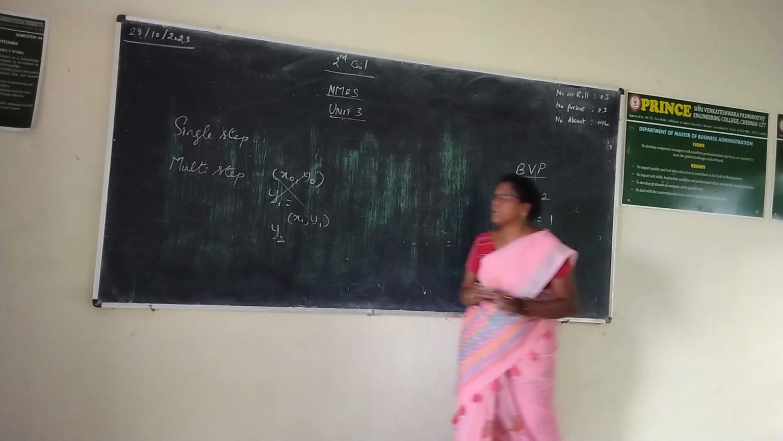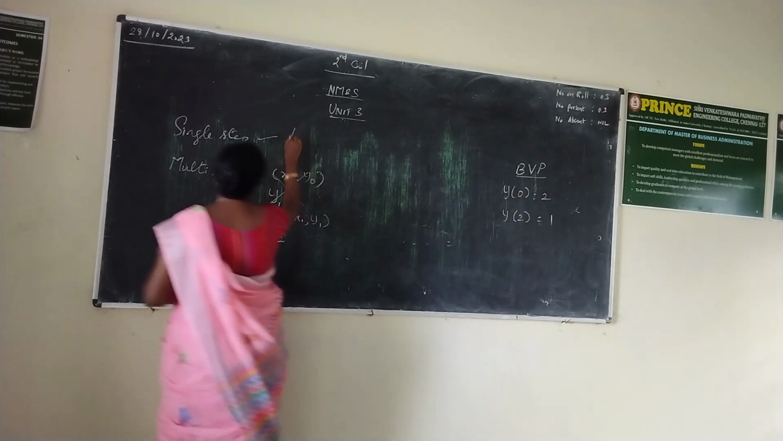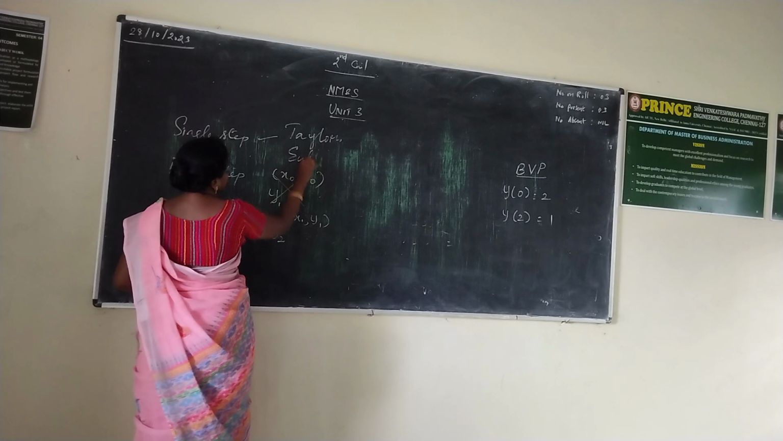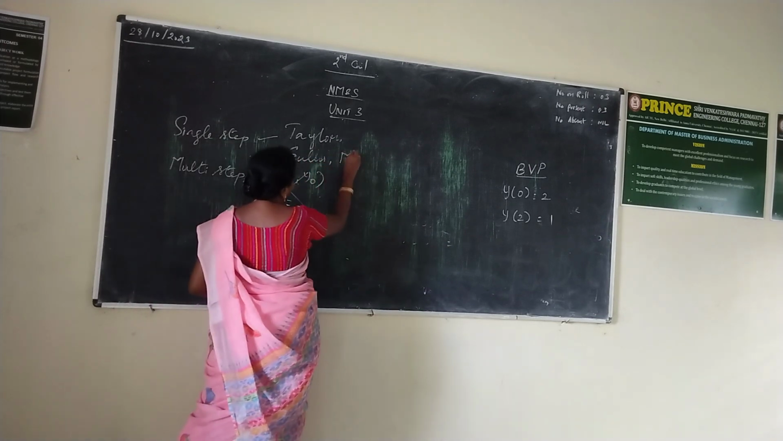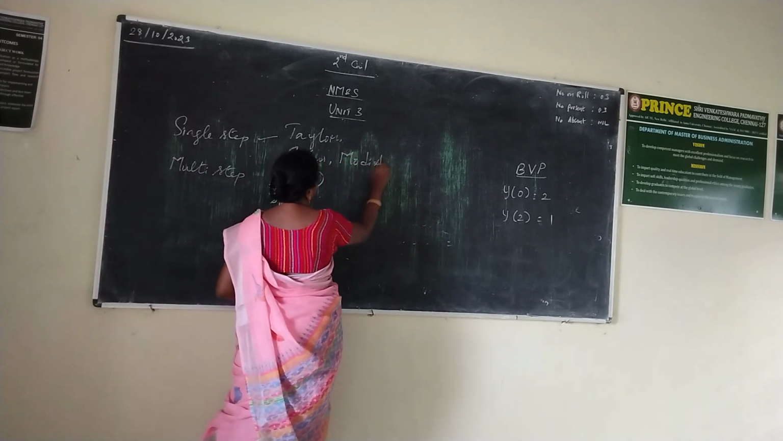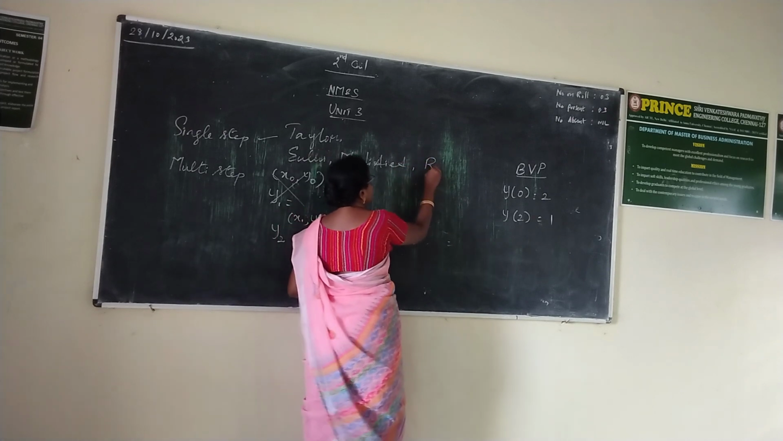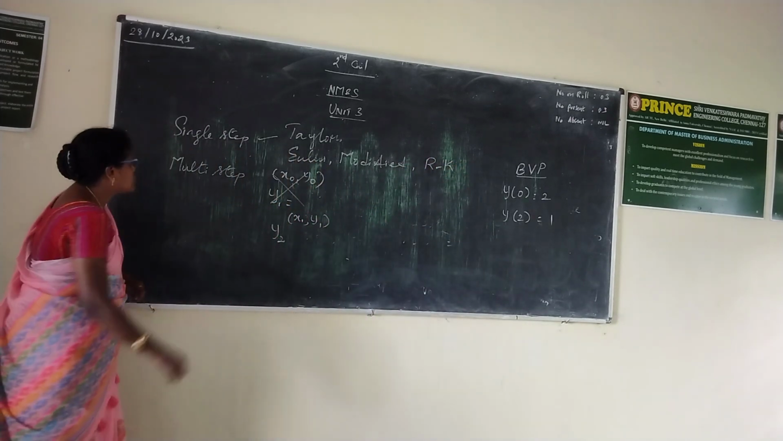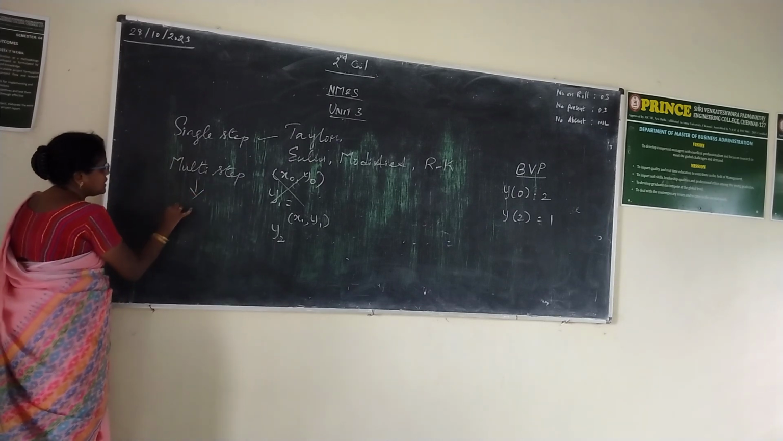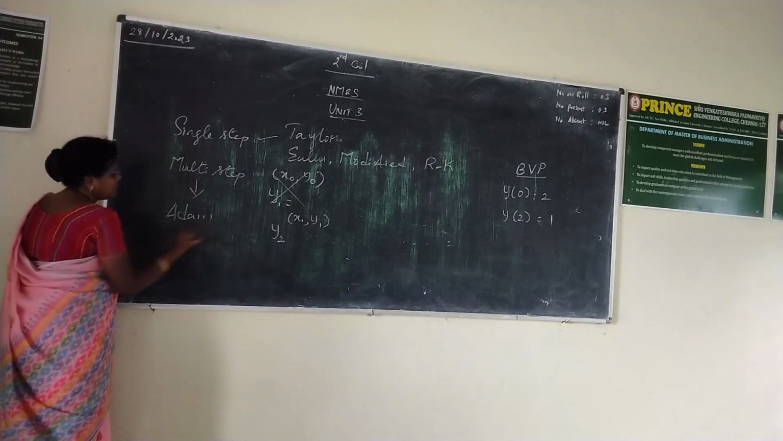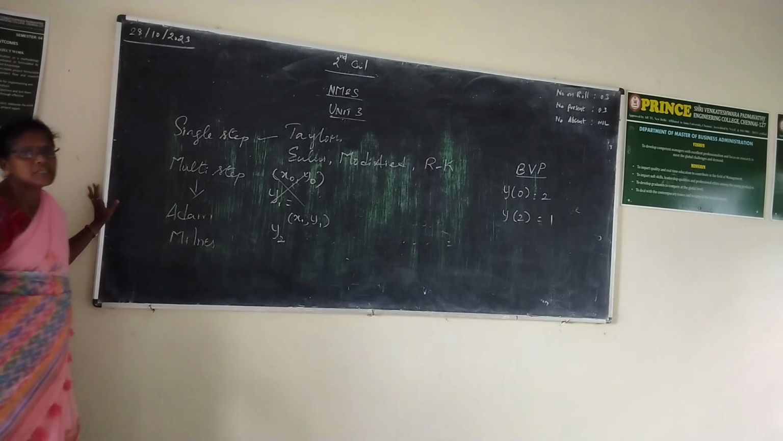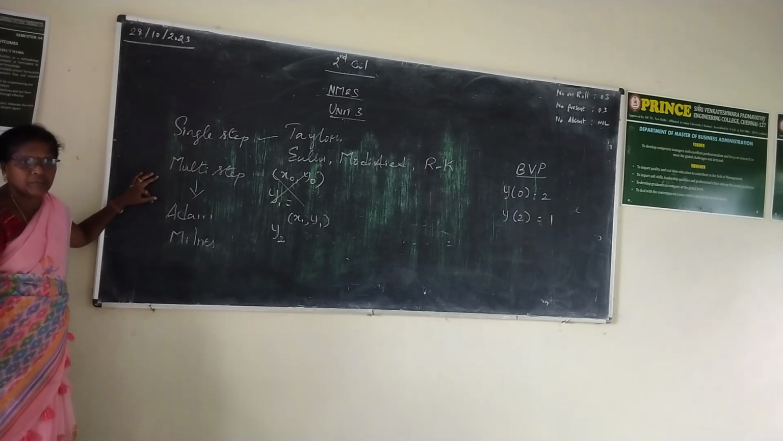So in the single step method we are going to discuss Taylor series method, Euler's method, modified Euler's method, and RK method. All these we are going to discuss as single step methods. Whereas in multi-step we are going to discuss the Adams predictor-corrector method. So these are the things we are going to discuss under this unit.